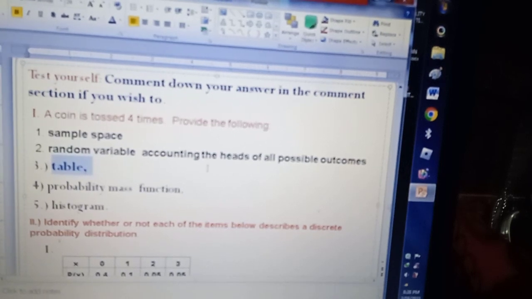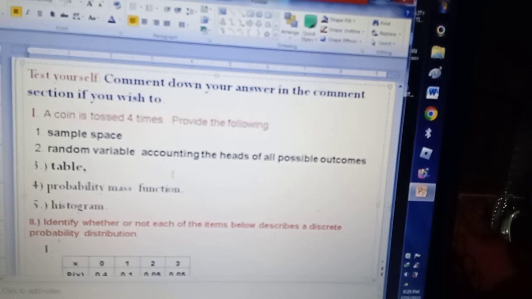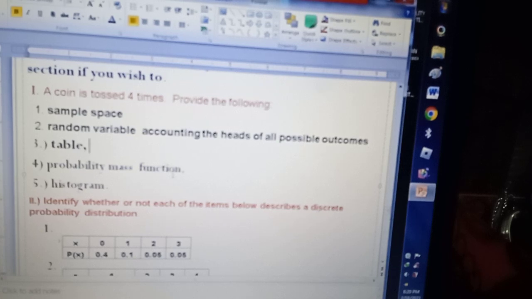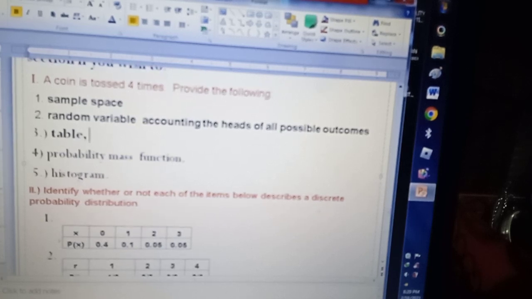You comment down your answer in the comment section if you wish to. A coin is tossed 4 times and provide the following. Letter A, sample space. Random variable, counting the heads of all possible outcomes. Then present it in a table. Then present it also as a probability mass function and also a histogram. That is test yourself 1. Then we have test yourself 2.